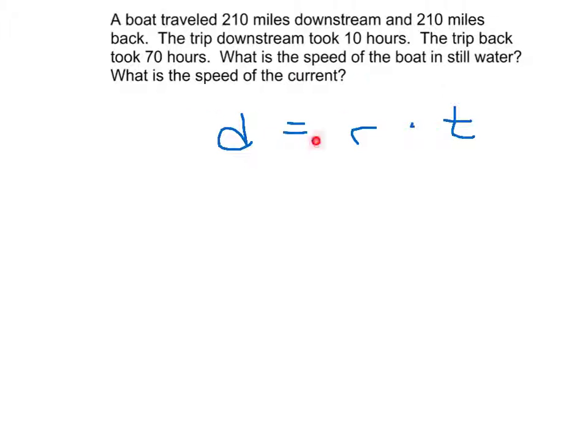So with this equation, we're going to be creating two separate equations talking about the boat going downstream and coming back. So downstream, the current is pushing the boat. So we're going to talk about with the current, what that equation is going to look like. And then against the current, going back upstream.